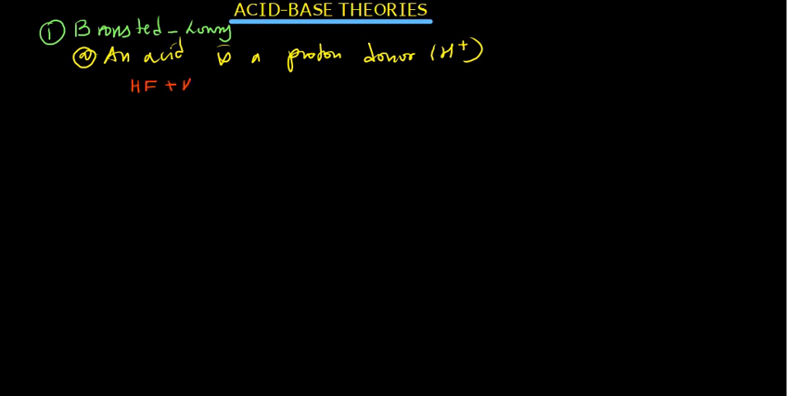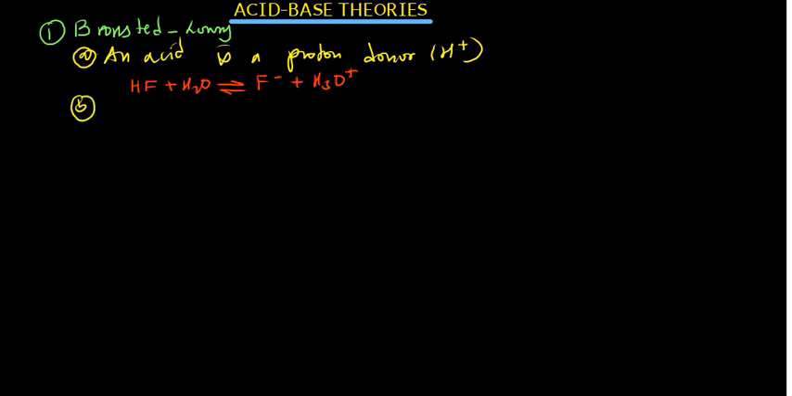reacts with water. What is going to happen is this hydrogen is going to be donated to the water there. So the F will just remain as F minus and the water becomes H3O plus because it has got an extra proton, or an extra hydrogen ion. And so this compound here is a Bronsted acid. Okay, now let's consider what a Bronsted base is.